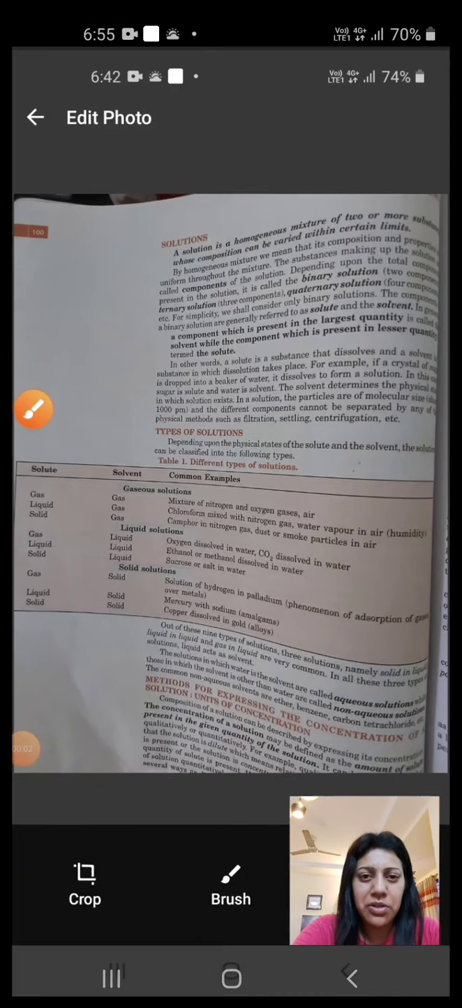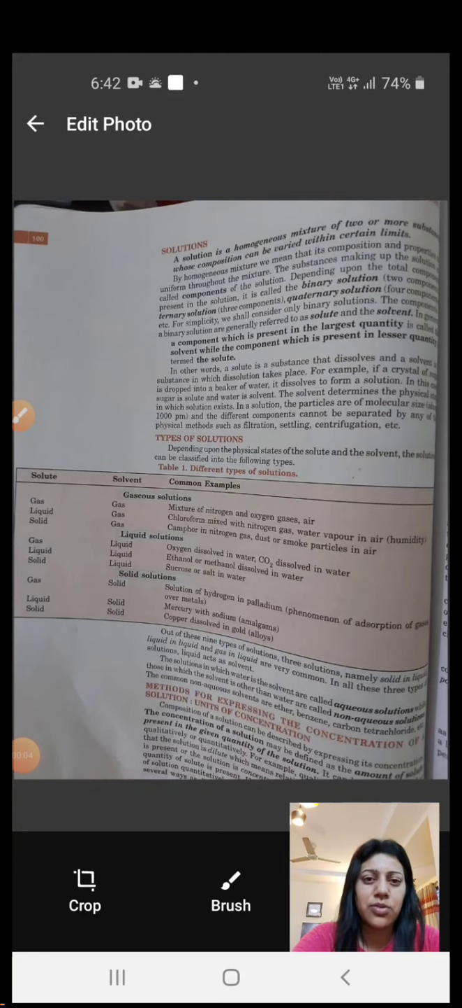Hello everyone, today's topic is Solutions, Chapter 1, Class 12th. You have already discussed the mole concept in Class 11th.